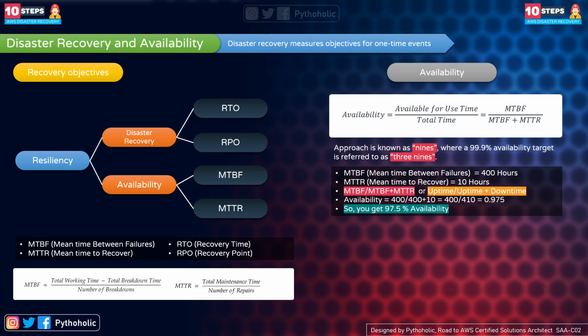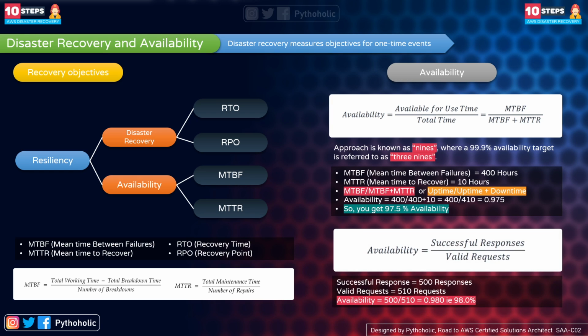But availability can be measured with the response as well and not just time. So let's see how it works. So here availability is the number of successful responses divided by the number of valid requests. So for example, you get successful responses as around 500 responses and you have valid requests that you have sent, that is 510 requests. So availability for you will be 500 by 510, that is 0.98.